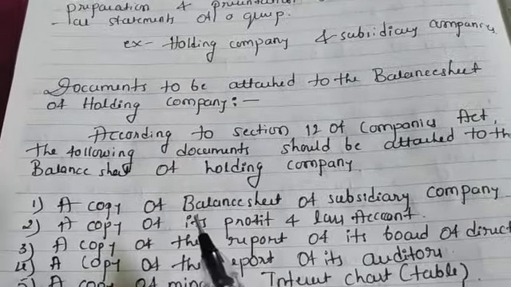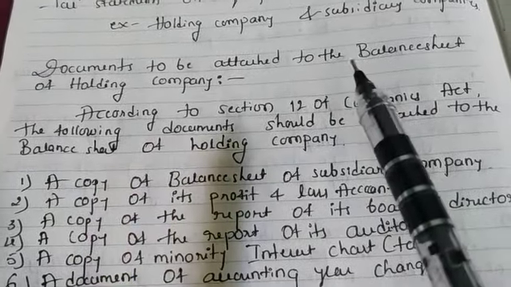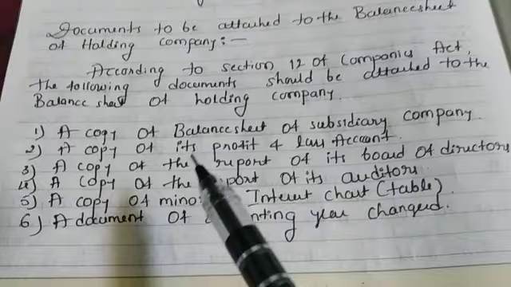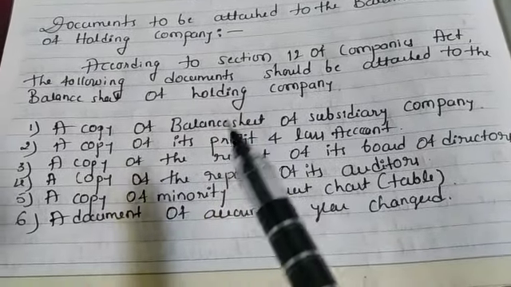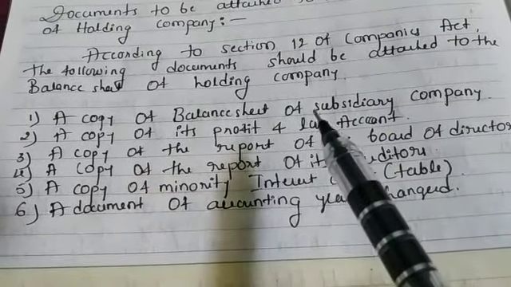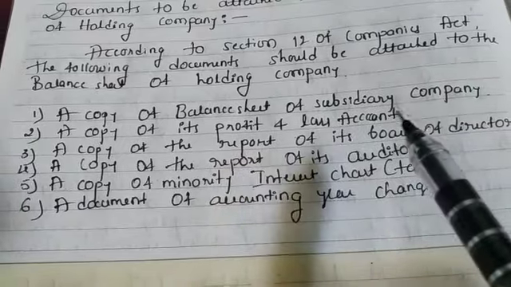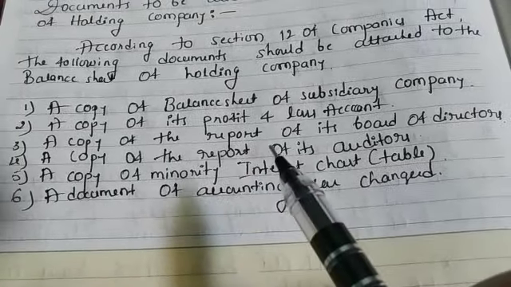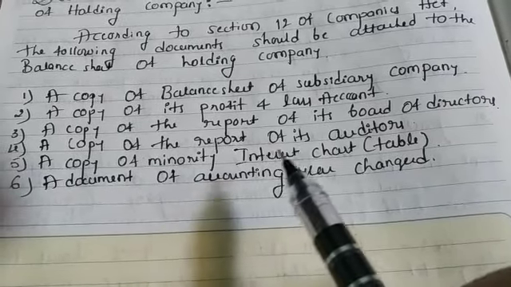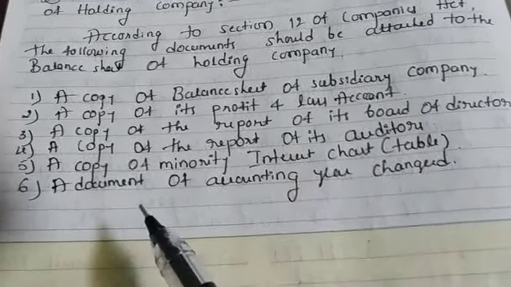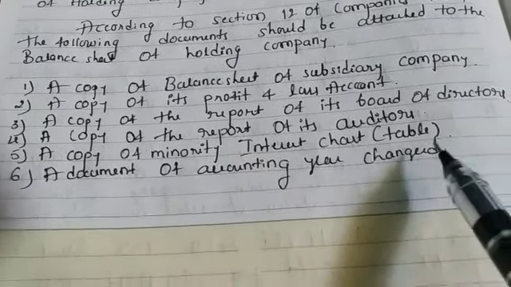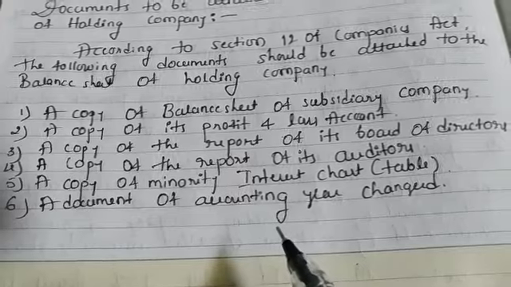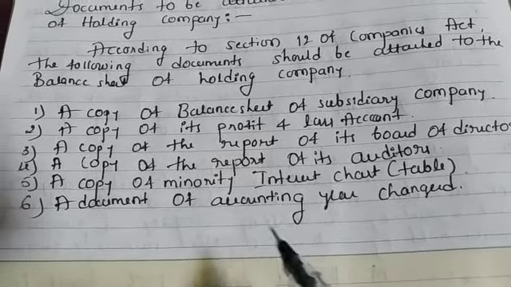Coming to another point, the documents to be attached to the balance sheet of the holding company. What documents are attached to the balance sheet of a holding company? As per the Companies Act, the following documents should be attached. First, a copy of the balance sheet of the subsidiary company. Then a copy of its profit and loss account. Then a copy of the report of its board of directors. Then a copy of the report of its auditor. Then a copy of the minority interest chart or table. Then the document of the accounting year change. We have to attach all these documents to the balance sheet of the holding company.